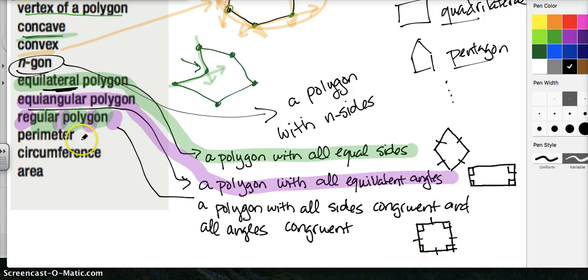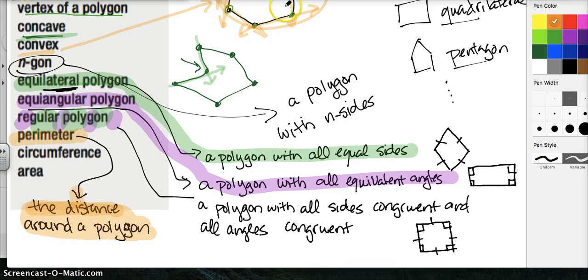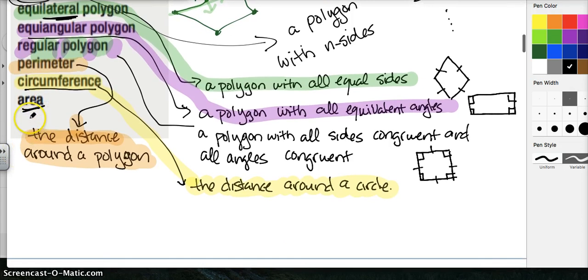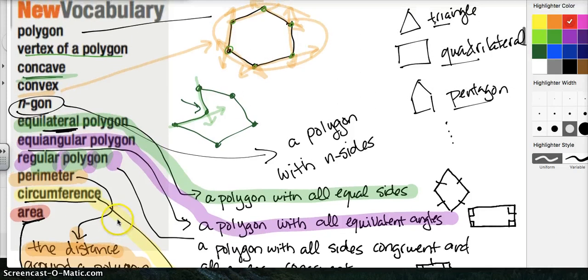Let's just go ahead and finish off with perimeter. Perimeter means the sum of all sides, or the length around a polygon, the distance around a polygon. And when we talk about the circumference, we're talking about the distance around a circle. So that's circumference and perimeter, the distance around a polygon and the distance around a circle. And finally, when we talk about area, we're talking about the two-dimensional space covered by a figure.